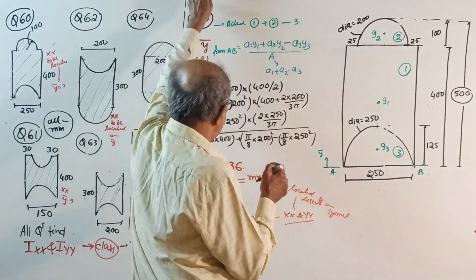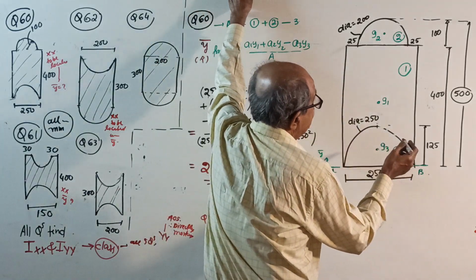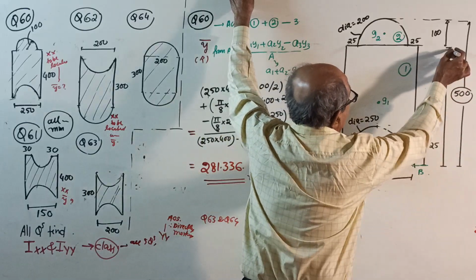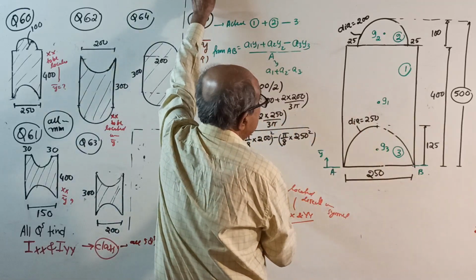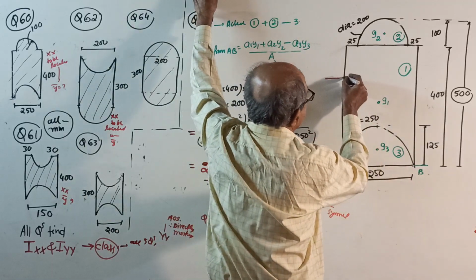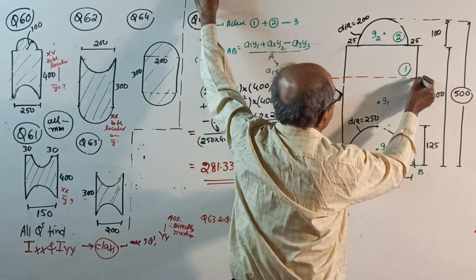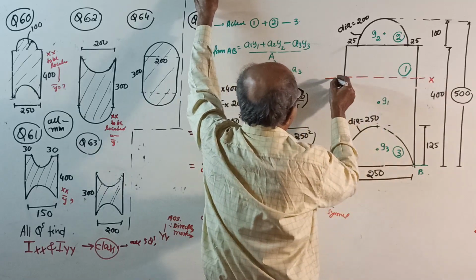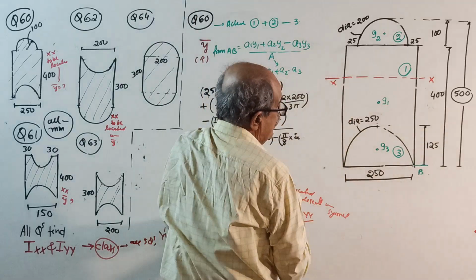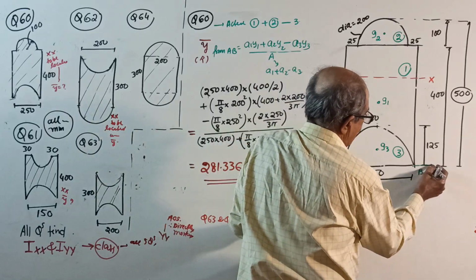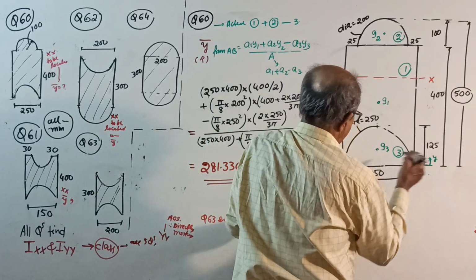281.336 will come. 281.336 means, see, this is 400. Center is how much? From here it is 200. 281 means it will come somewhere here. See, this is your x-axis. I will remove the x-axis now. Okay, y I will put somewhere here. We are taking all y this way.